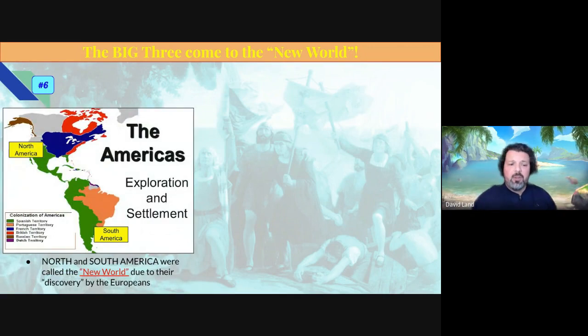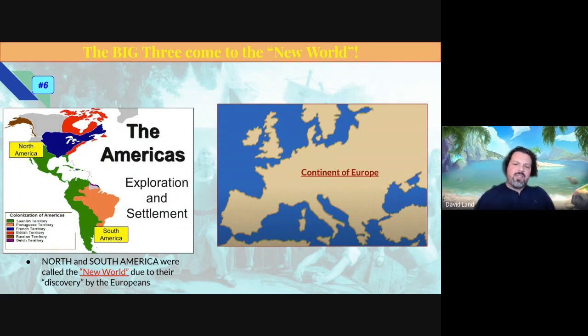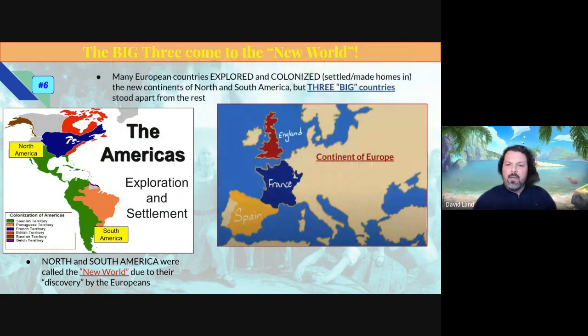So this opens the door for the big 3 to come into the New World. Now, I call them the big 3 because they are the biggest European countries. Now, the Americas are going to be north and south. This is going to become their playground, their new discovery, their new world, where they're going to want to spread and create their new empires for their new government. So this continent of Europe, here's a picture of Europe. All right. Now the big 3 are those 3 there. We have England, France, and Spain.